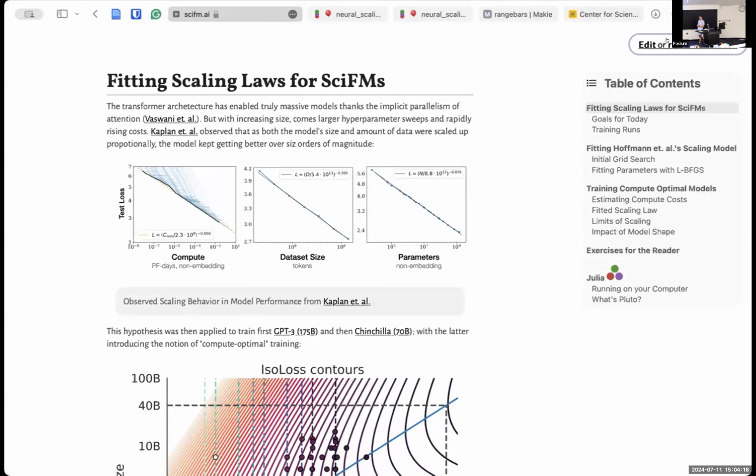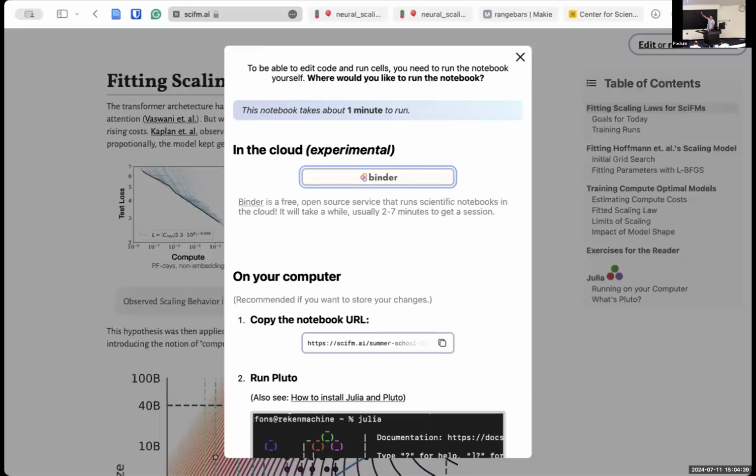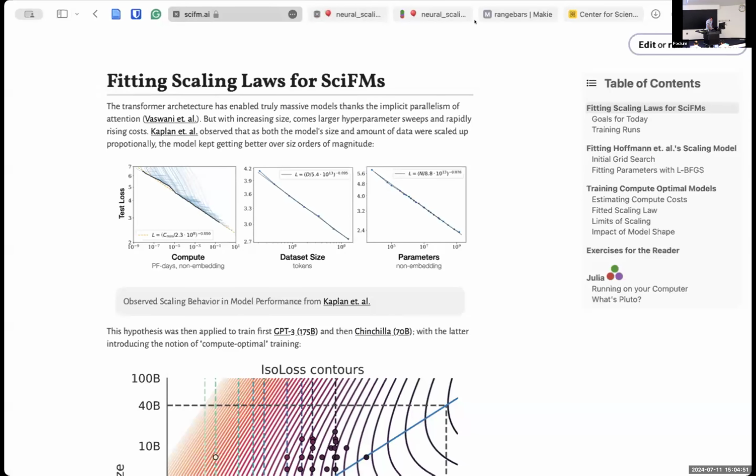So there may be new people, so I'll put the link in the chat. We're going to be working through this notebook. If you haven't seen this before, it's a Pluto notebook. It's in Julia. If you want to run it, you can just click this little button, edit or run, and just follow the instructions. If you run into trouble, message in the chat and I'm sure we can help figure it out. Okay, but without further ado, let's get going.